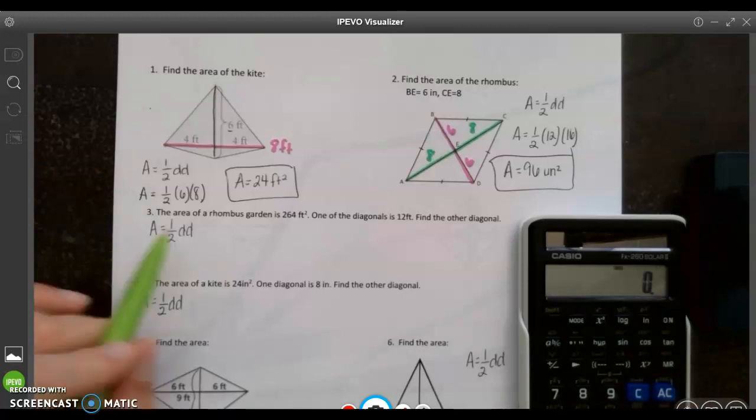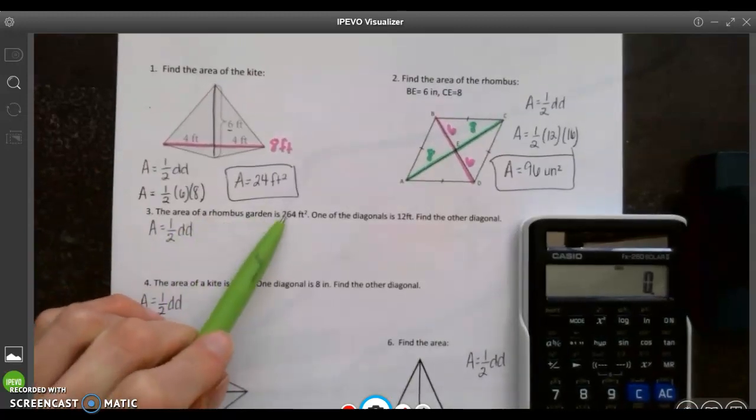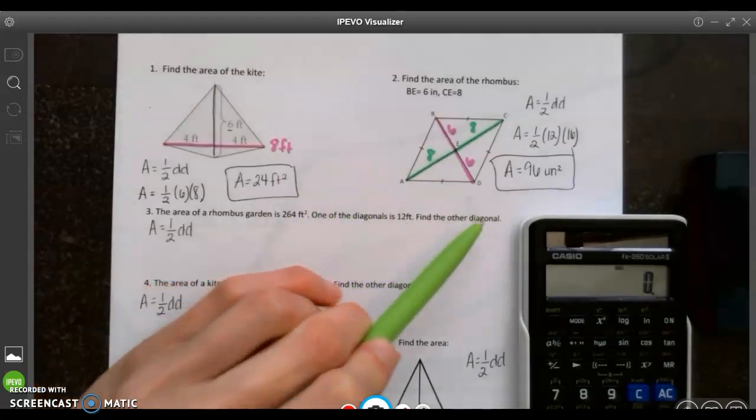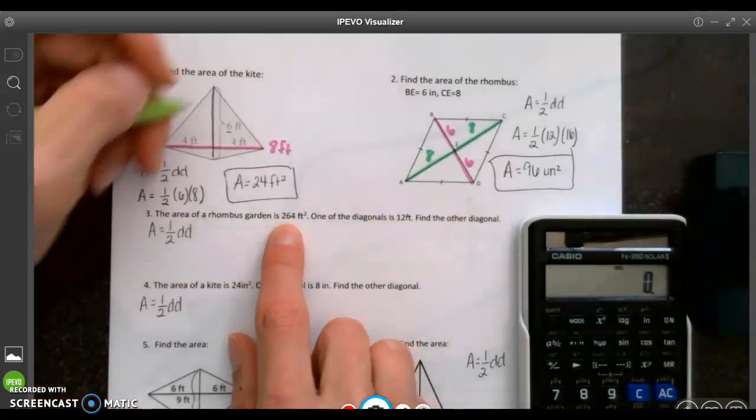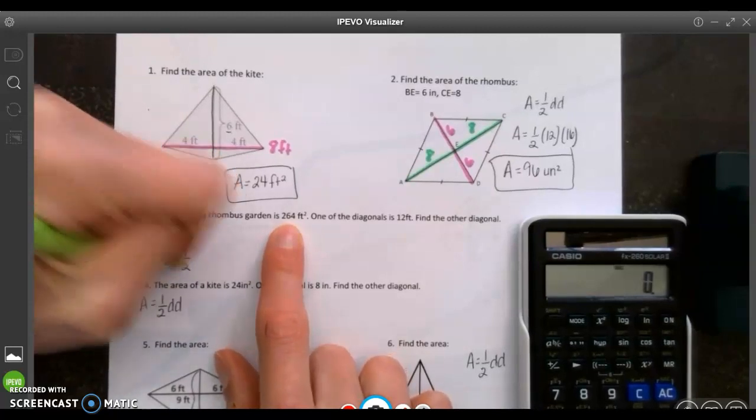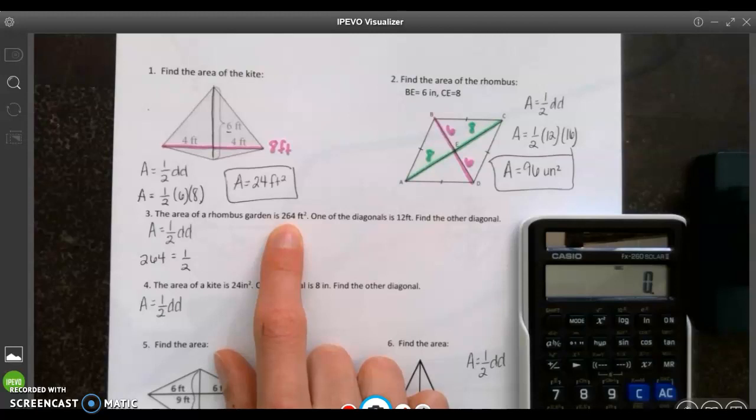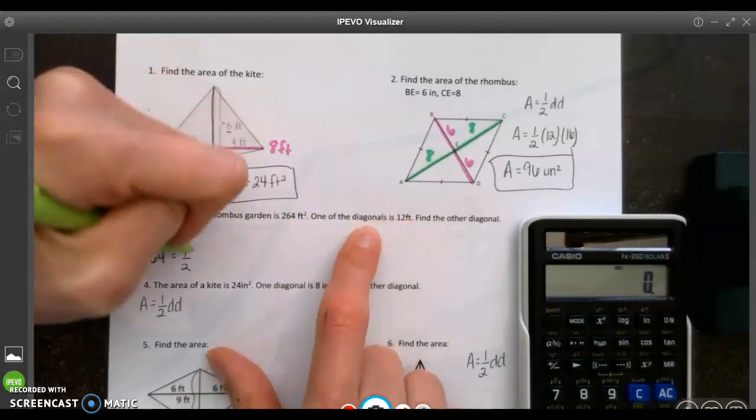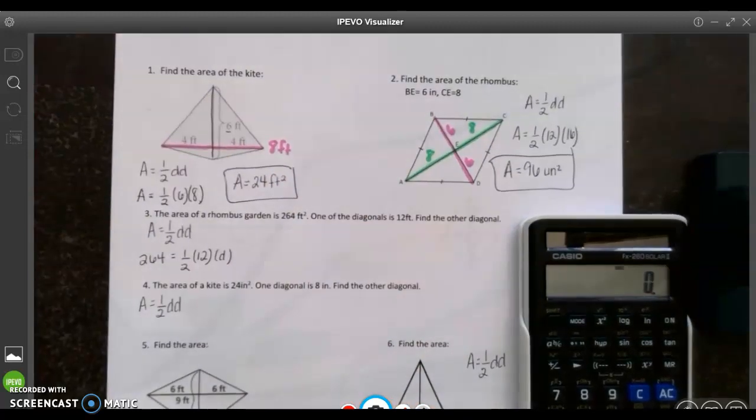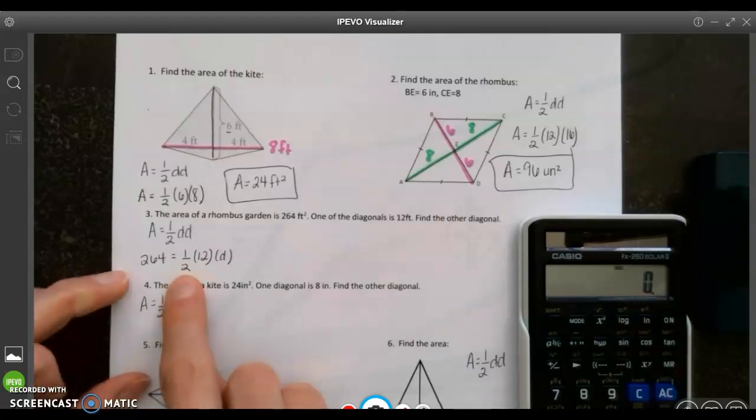Our next question says the area of a rhombus garden is 264 feet squared. One of the diagonals is 12 feet. Find the other diagonal. So we know area is 264. The 1/2 always stays 1/2. One of the diagonals is 12, so times 12. We want the other diagonal, so times diagonal. So this one, I can take half of 12.